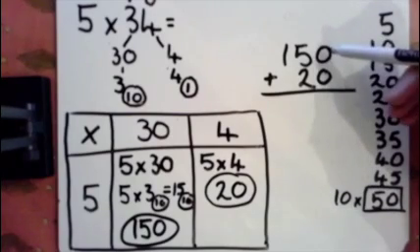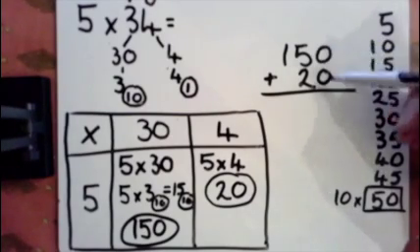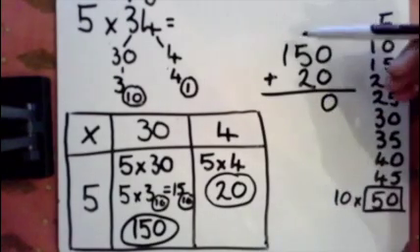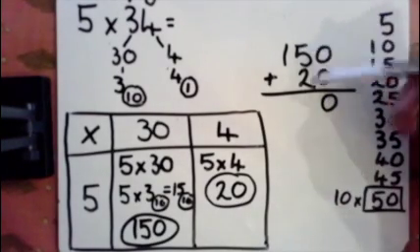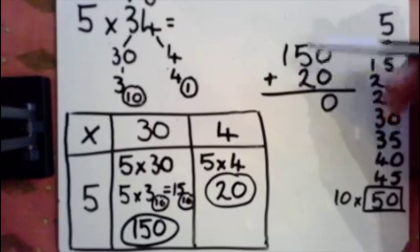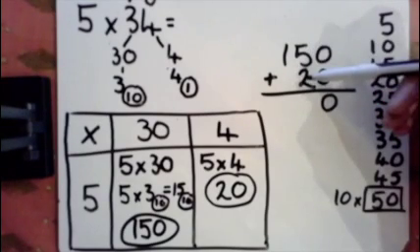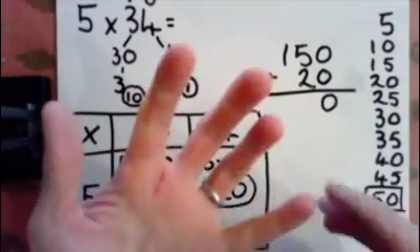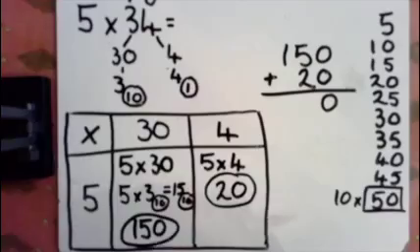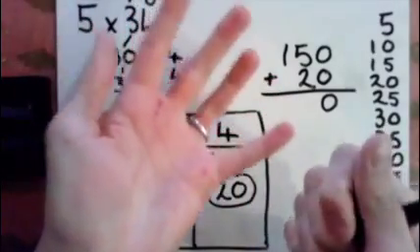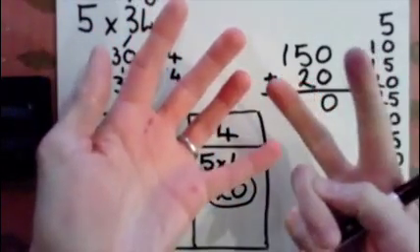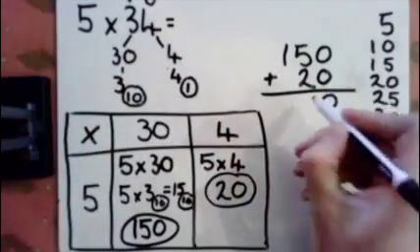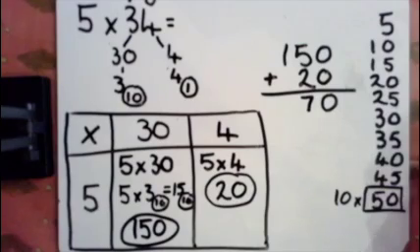So my ones column, I've got 0 add 0. 0 add 0 is going to be 0. In my tens column, I've got 5 tens, add 2 tens. 5 tens, add 2 tens. Not really sure on this. Might have to get my fingers out. I'm pretty sure I know this, but for some of us, we might need some help. I've got 5 tens. I'm adding 2 more. 1, 2, 3, 4, 5, 6, 7. 7 tens.